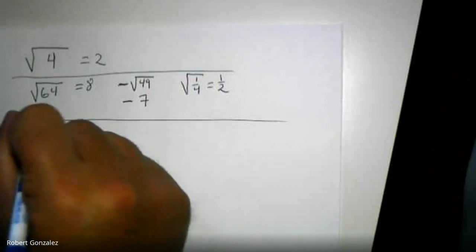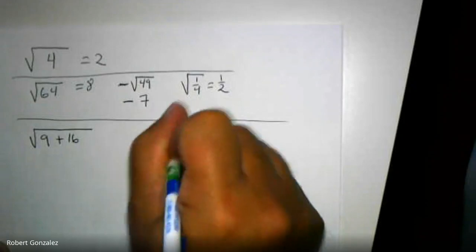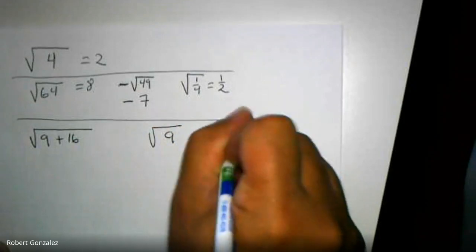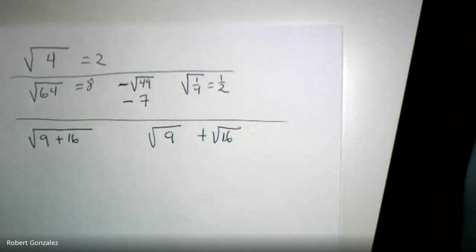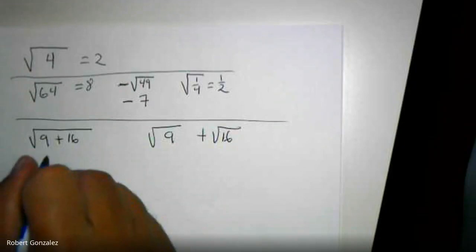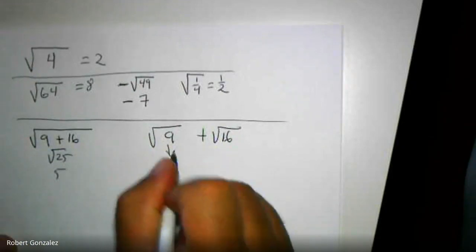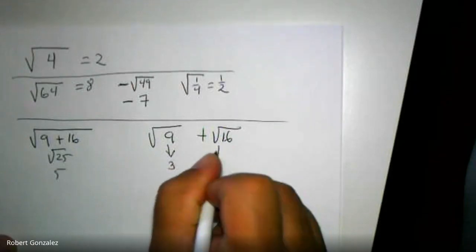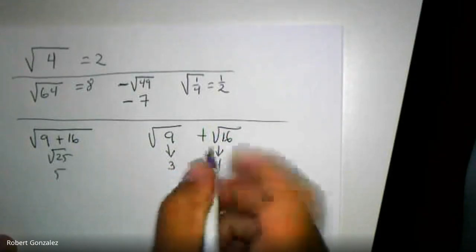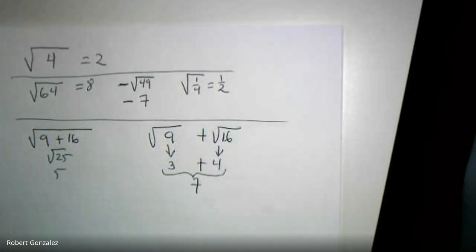Okay, let's take a look at two problems real fast. Square root of 9 plus 16, and square root of 9 plus square root of 16. Those are two different types of problems. In this one, we have to add the 9 and 16 inside, giving us the square root of 25, which is 5. Here, you have to simplify each one individually and then do the addition. Okay, I hope you see the difference.